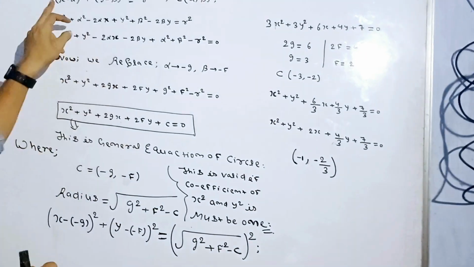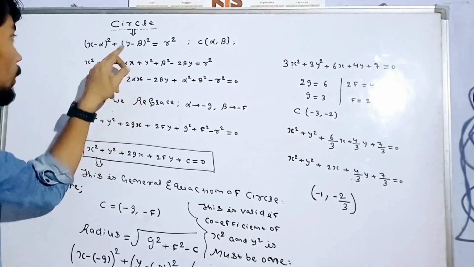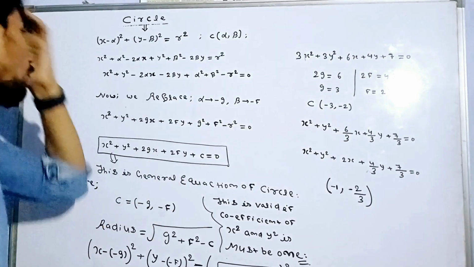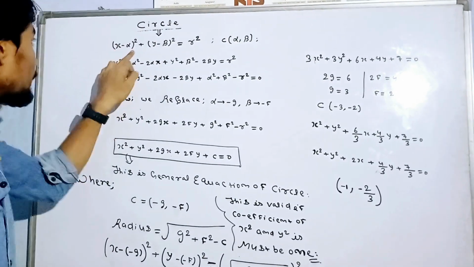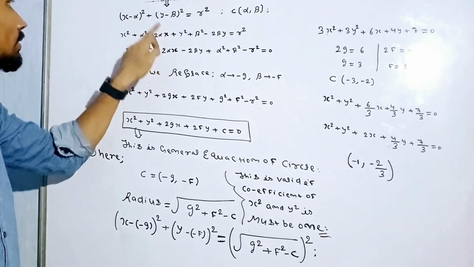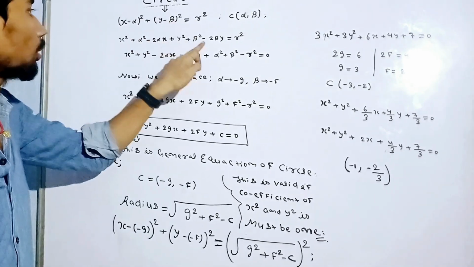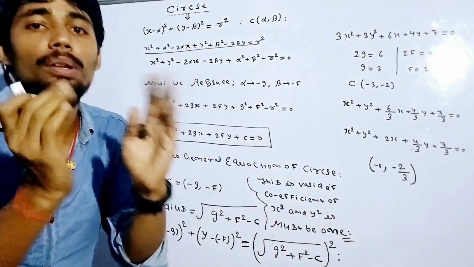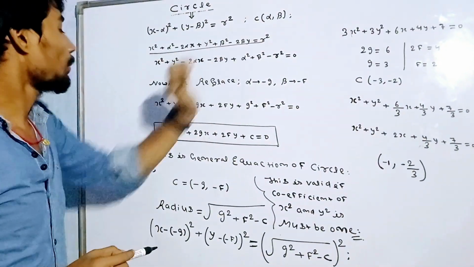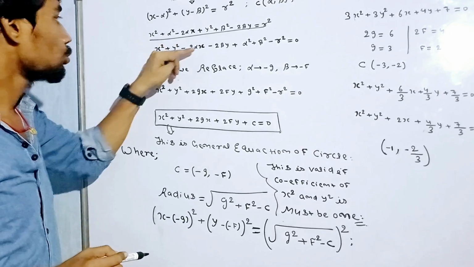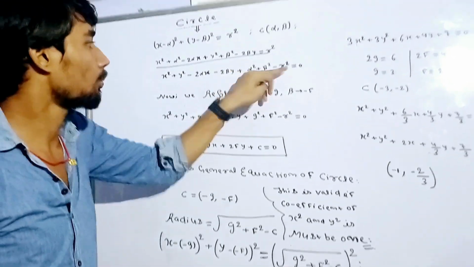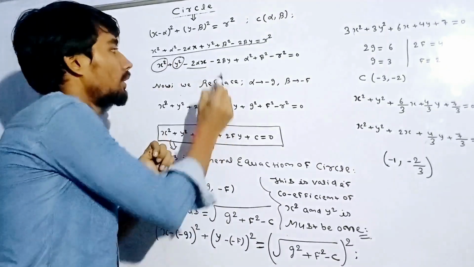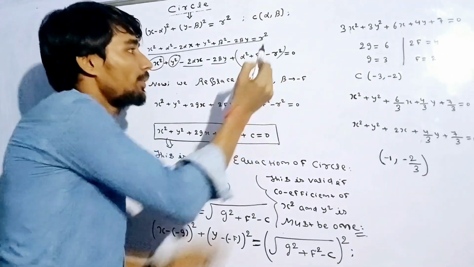We know that the equation of the circle is (x minus alpha) whole square plus (y minus beta) whole square is equal to r square, and here alpha and beta is the center of the circle. Now it will be expanded. Then it becomes x square plus alpha square minus 2 alpha x, and y square plus beta square minus 2 beta y is equal to r square. Now it will be arranged in the decreasing power of the variable. Here x square plus y square minus 2 alpha x minus 2 beta y plus alpha square plus beta square minus r square. Because here the power of the variable is 2, here 2, here 1, here 1, and here the power of the variable is 0.